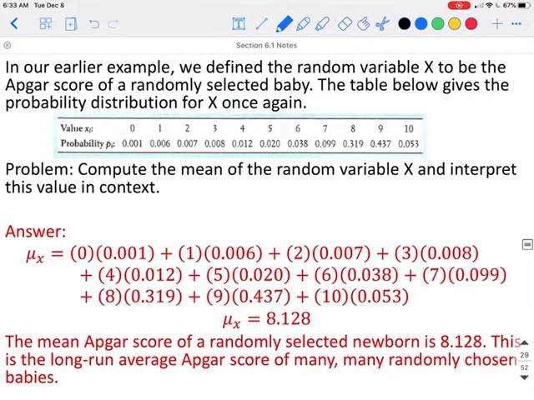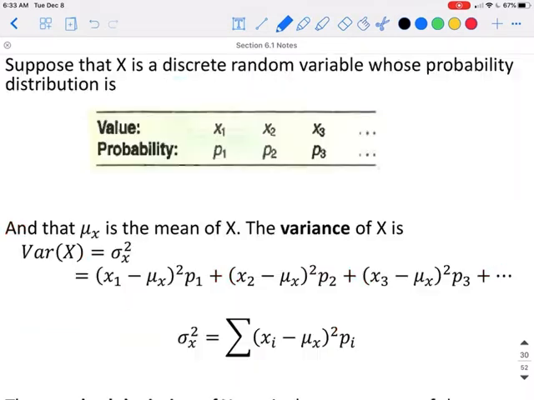So this means that the Apgar score of a randomly selected newborn is expected to be an 8.128. This means in the long run, the average Apgar score of many, many randomly chosen babies would be 8.128.